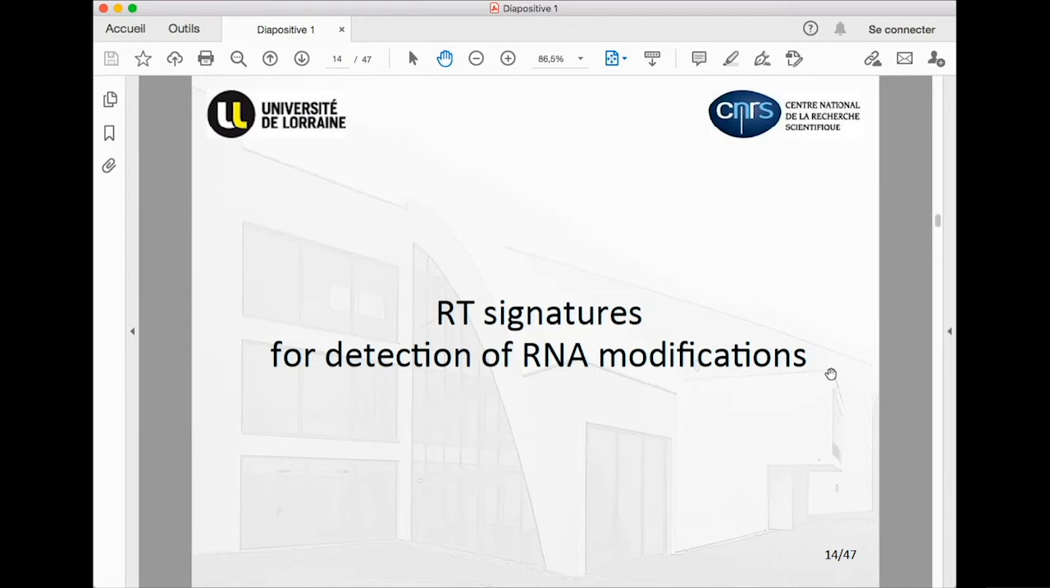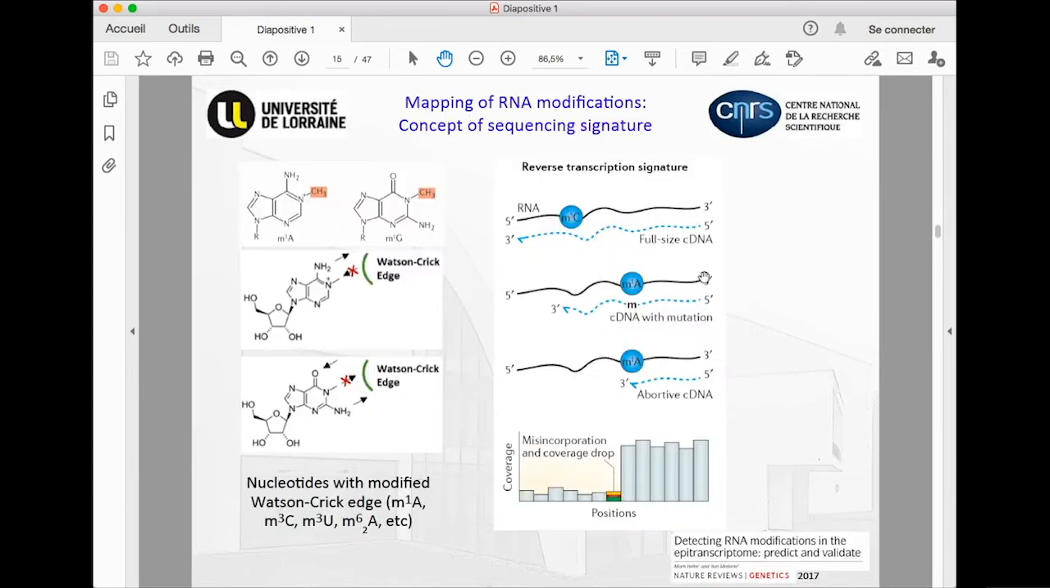So for RT signatures for detection of RNA modifications, we can use those approaches for detection of first, modified nucleotides which have an altered Watson-Crick edge, which will prevent base pairing. This was demonstrated for m1A and for other modified nucleotides like m1G, m3C, m3U, m62A, and some others. So as was shown in the previous slide, in this case, the presence of a modified residue will induce misincorporation in the cDNA, which will be seen as a mutation, or abortive cDNA synthesis.